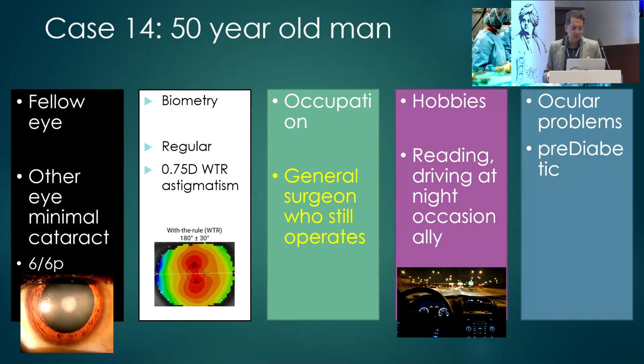This is common for all. A general surgeon who still operates, he wants to get rid of glasses. These are the patients who come very early, the cataract is just early, 6/6, and the main problem is that the contrast is lost.